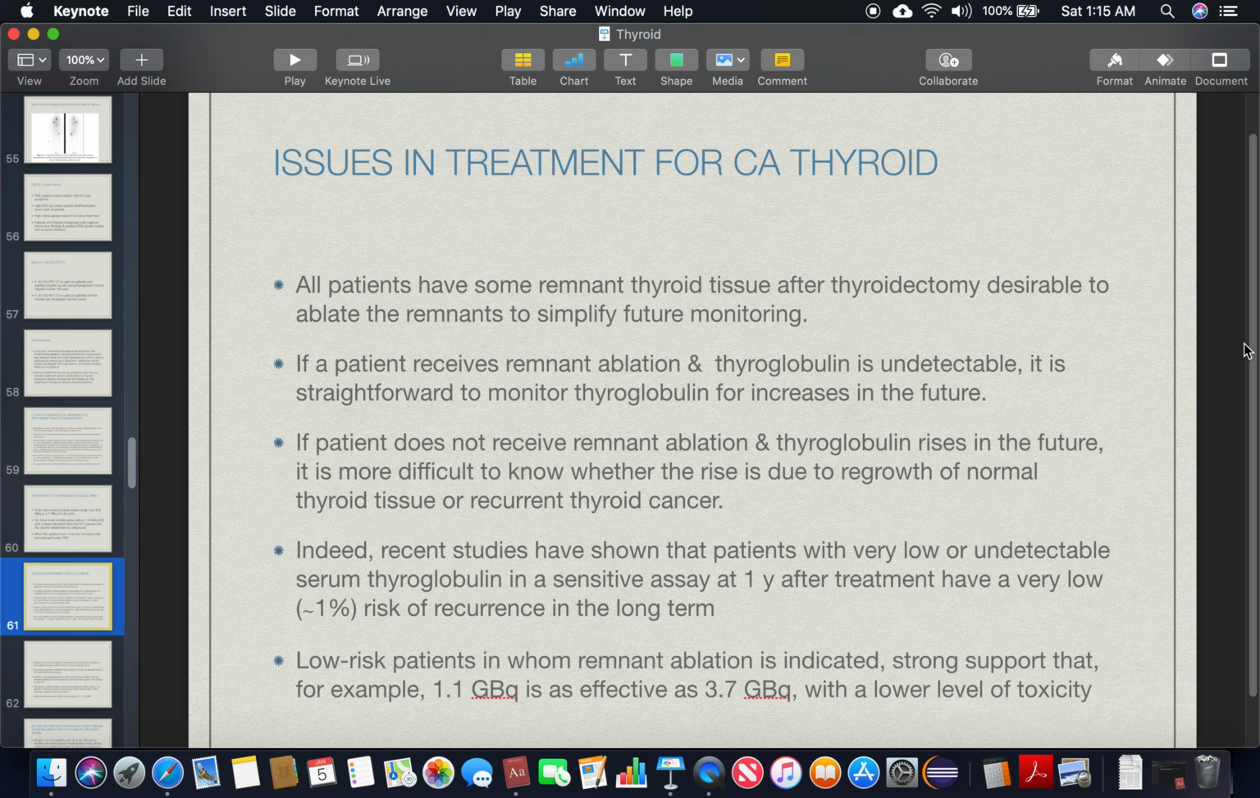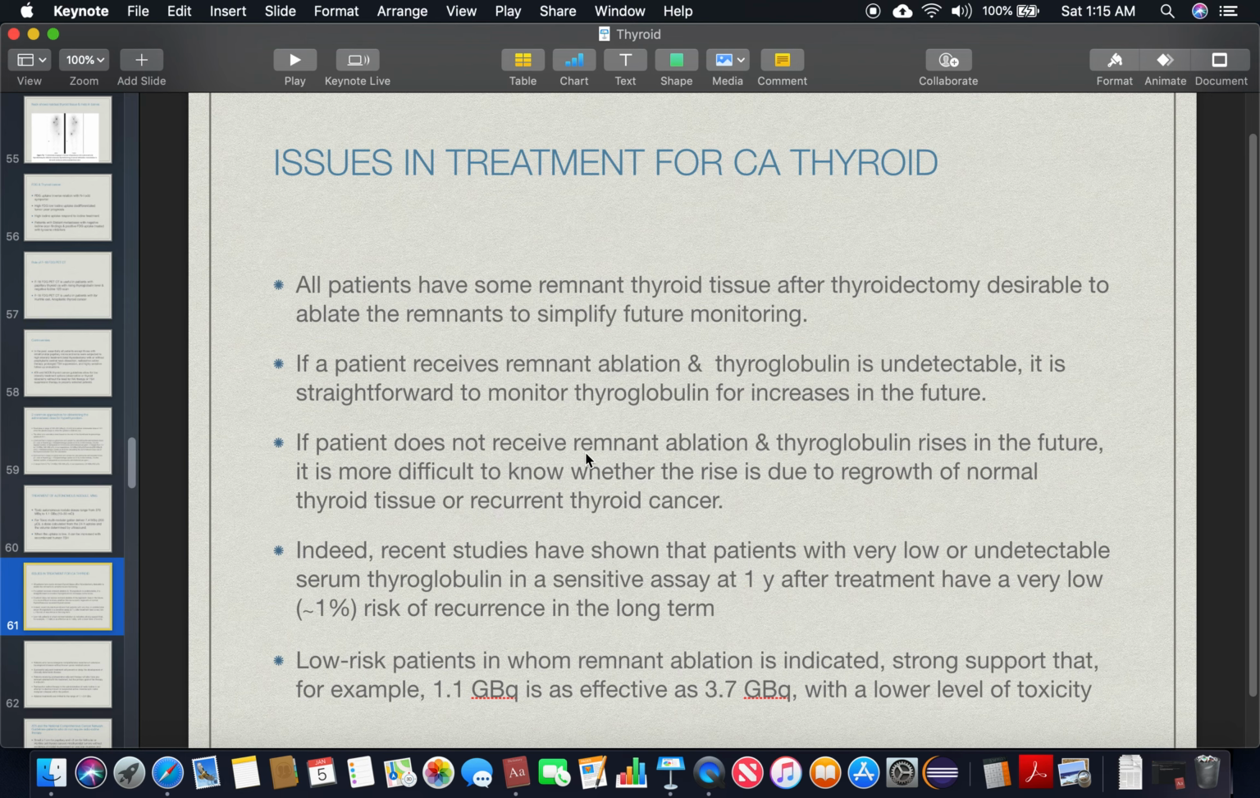All right. Now, I did mention that these days, not everybody is being subjected to the high intensity therapy, and all patients who have some remnant tissue in the past after thyroidectomy were ablated. But now there are people who are of the view that the benefit of ablation is that if the thyroglobulin is undetectable, it is straightforward to monitor the thyroglobulin increase in the future. So that's the argument in favor of remnant ablation.